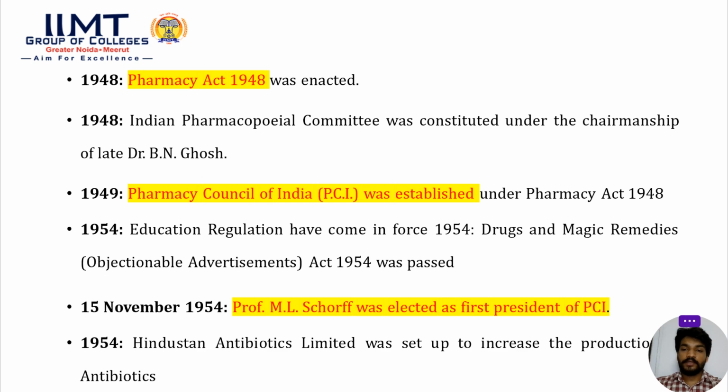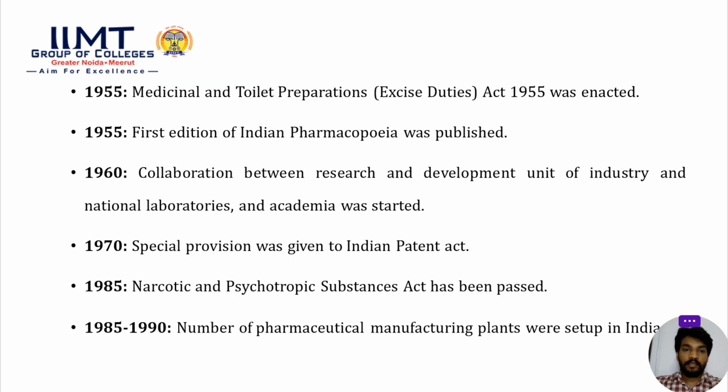In 1954, the Drugs and Magic Remedies Objectionable Advertisement Act 1954 was passed. Next comes 15 November 1954, when Emil Shroff was elected as the first president of PCI, and in 1954, Hindustan Antibiotics Limited was set up to increase the production of antibiotics, particularly in India.